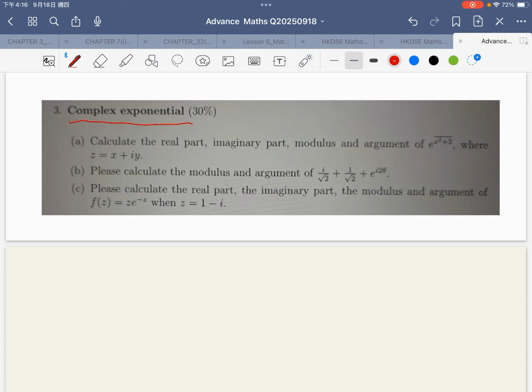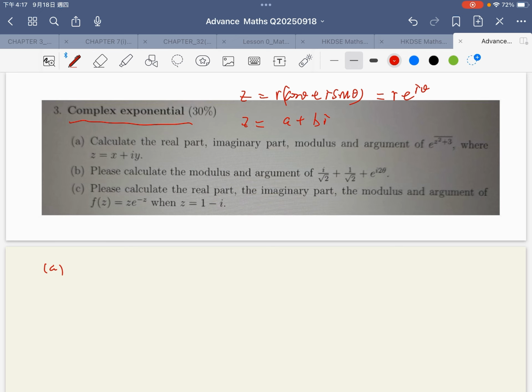Before we go into the detail of this question, we have to clarify one thing: for any complex number, we can write it as r cosine theta plus i sine theta. That is the polar form. And by the Euler formula, you can write that as r times e to the i theta. And if z equals a plus bi, that is the standard form. Now we go into detail of this one.